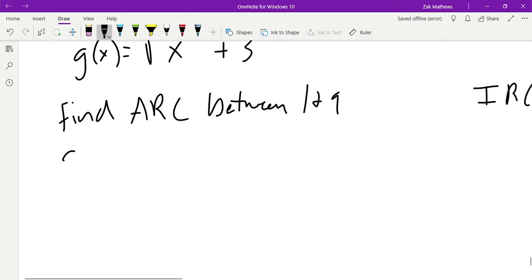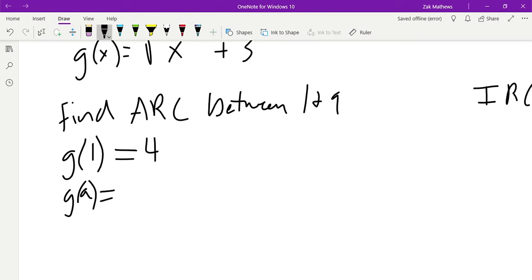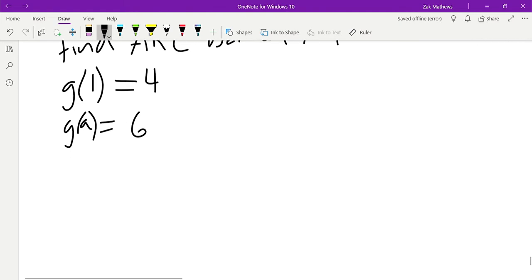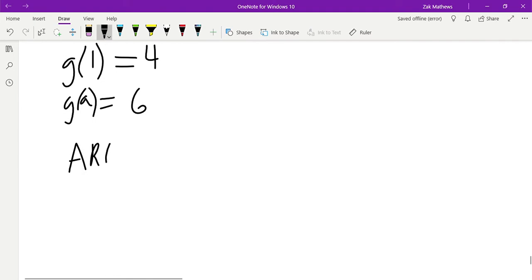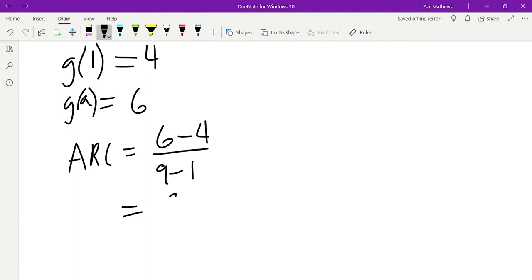Well, with the average rate of change, remember we need the g1 and g2. In this case, when I say g1, g2, I mean the y1, y2. So I need the g of 1 and the g of 9. So we plug in 1. Square root of 1 is 1 plus 3, we get a 4. Square root of 9 is 3 plus 3, we get 6. And so for my average rate of change, I'm going to take the 6 minus the 4 over the 9 minus the 1. 6 minus 4 is 2, 9 minus 1 is 8, and that gives us 1/4.